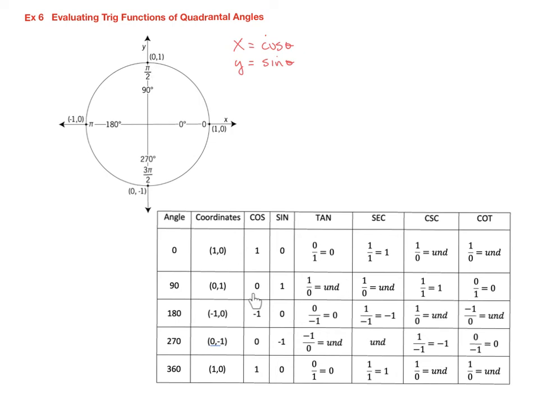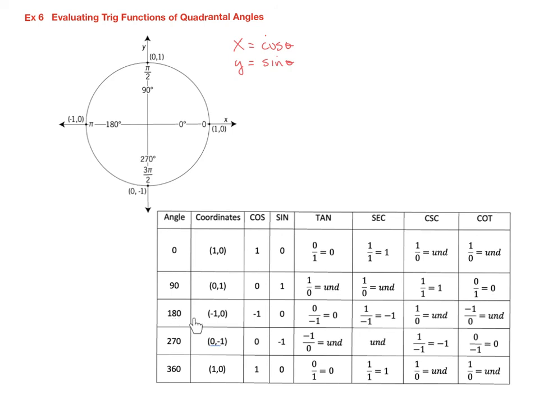We go through every angle and do the same thing. At 90 degrees, cosine is the x value, 0. Sine is the y value, 1. Tangent is y over x, 1 over 0, is undefined. Secant is the reciprocal of cosine. The reciprocal of 0 is 1 over 0, which is undefined. The cosecant is the reciprocal of sine. The reciprocal of 1 is 1. And cotangent is the reciprocal of tangent. Since tangent was 1 over 0, the reciprocal is 0 over 1, and that's 0.